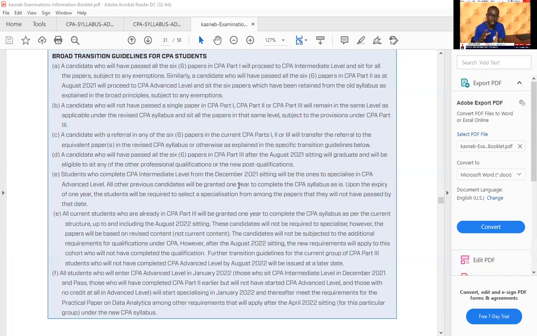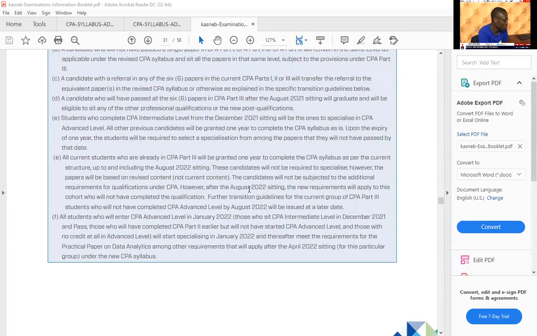But remember, you're talking about the units under the current syllabus, but you will be doing them with the revised content. So that should click at the back of your mind very clearly.